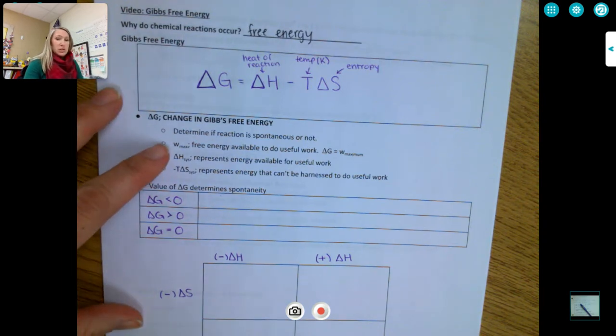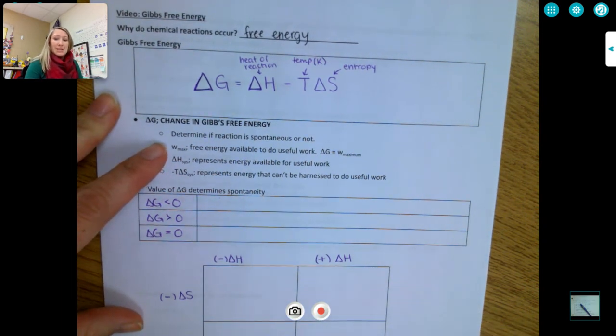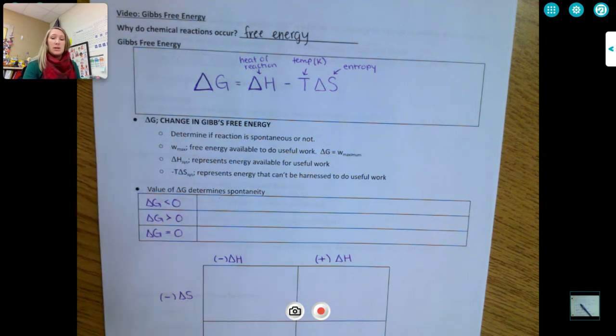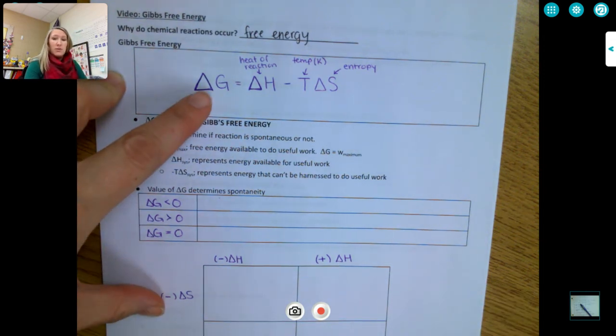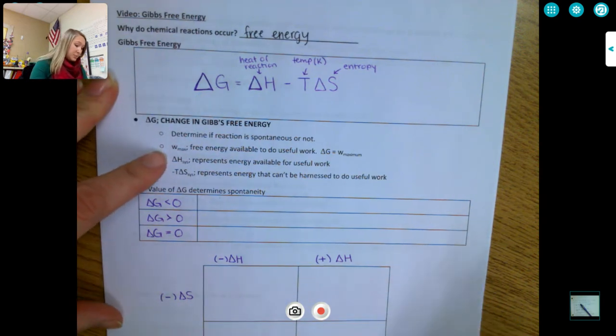So we need to be able to determine if a reaction is considered spontaneous or not. Remember, spontaneous means that a reaction is going to occur without having to put more energy into it to force it to occur. And if a reaction is spontaneous or not, that has to do with our value of delta G, where delta G represents whether or not it's spontaneous or not.